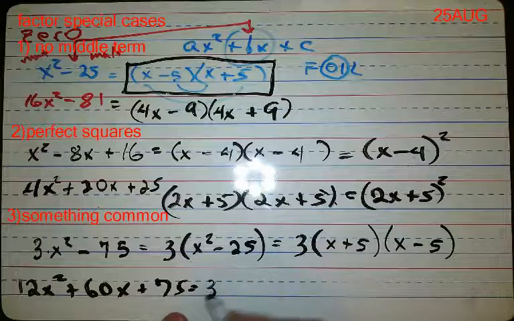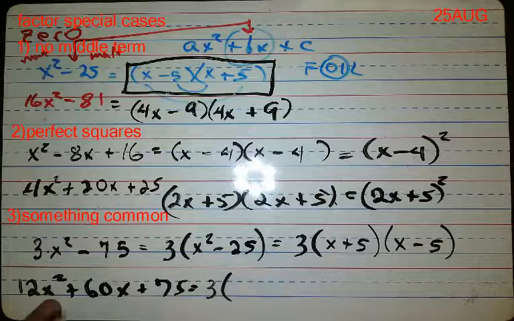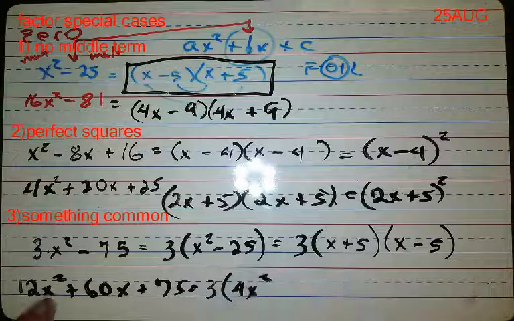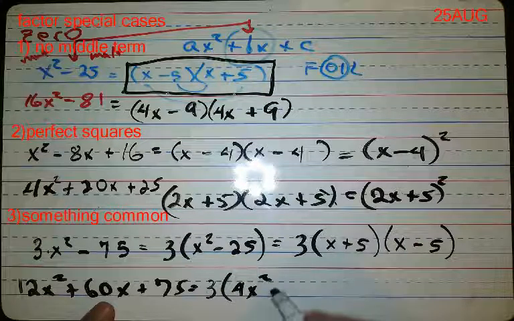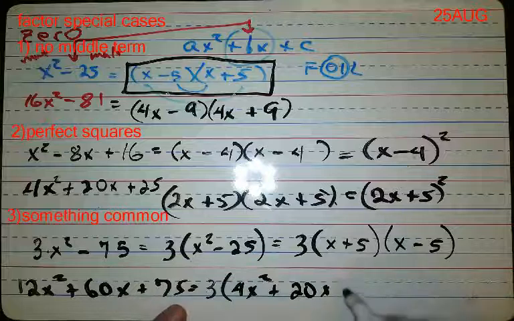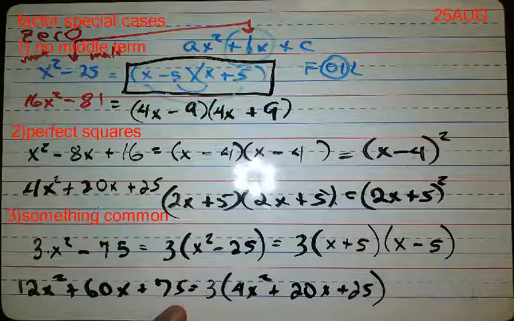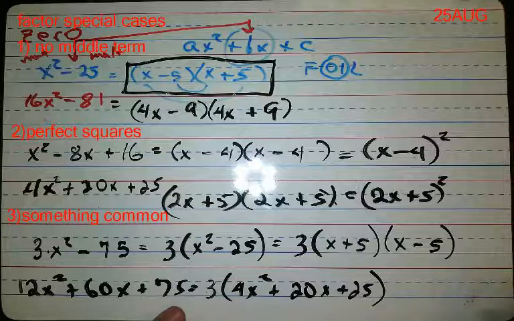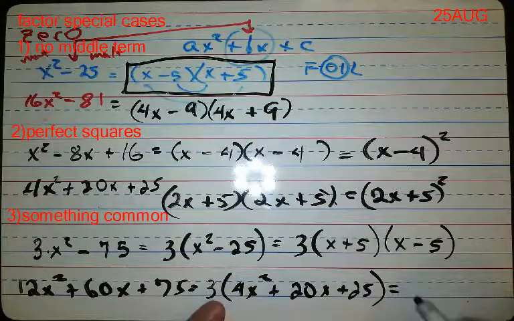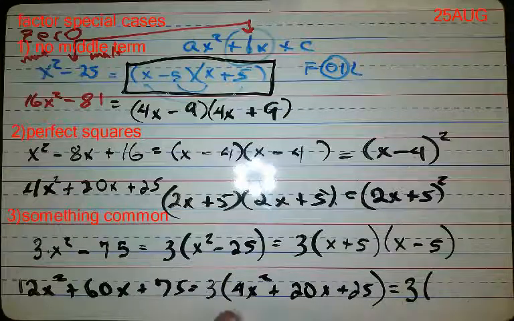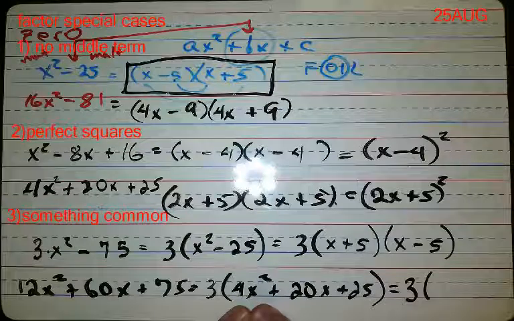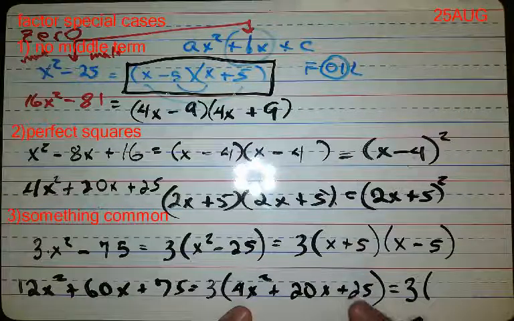Let's go with 3. Now remember, the first step is to take out what's common. So if I divide that by 3, I get 4x squared. If I divide that by 3, I get 20. And if I divide that by 3, I get 25. Hooray! Okay. Now then, this one, remember, you can break it down. Well, the 3 has to be out in front. And then you have to find numbers that multiply to be 4x squared and multiply to be 25.